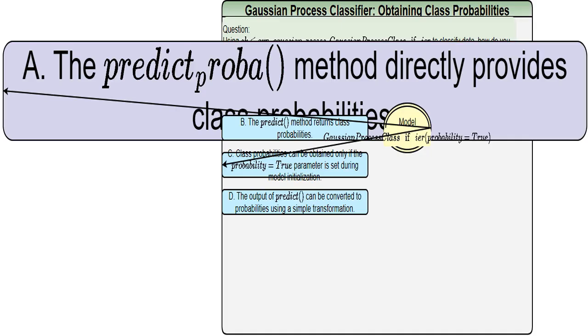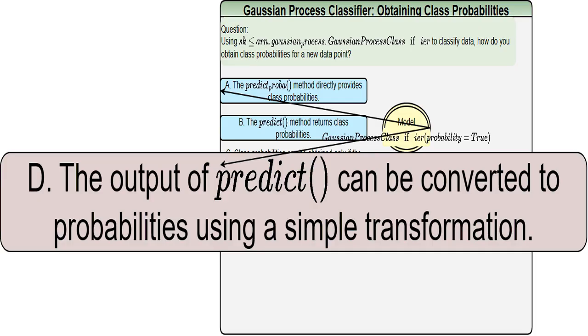This is incorrect. The "predict" method only returns the predicted class labels, not the probabilities. It only tells you the final answer, not the confidence level. This shows how to set the "probability" parameter to "true" when creating the model. It's crucial for enabling the "predict_proba" method to accurately calculate and return class probabilities.